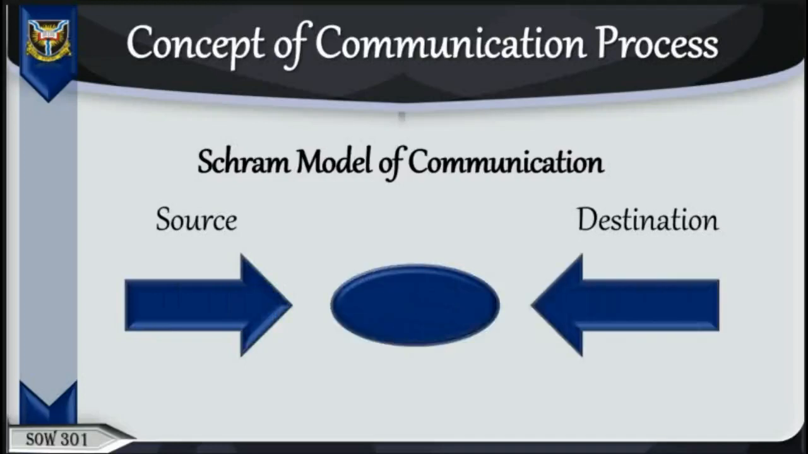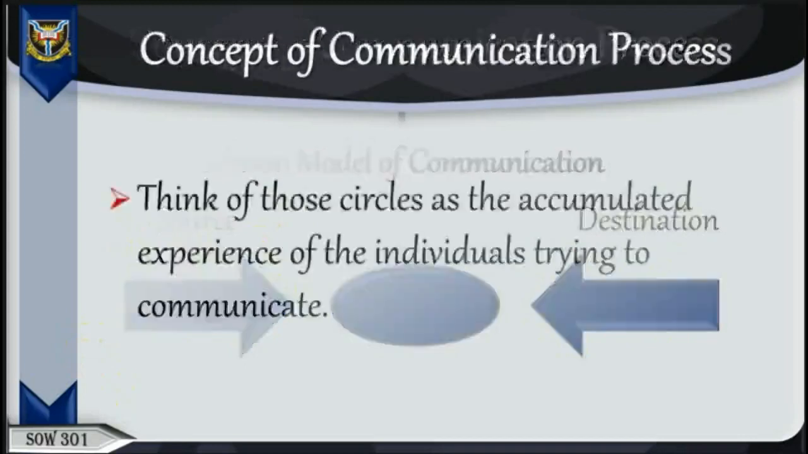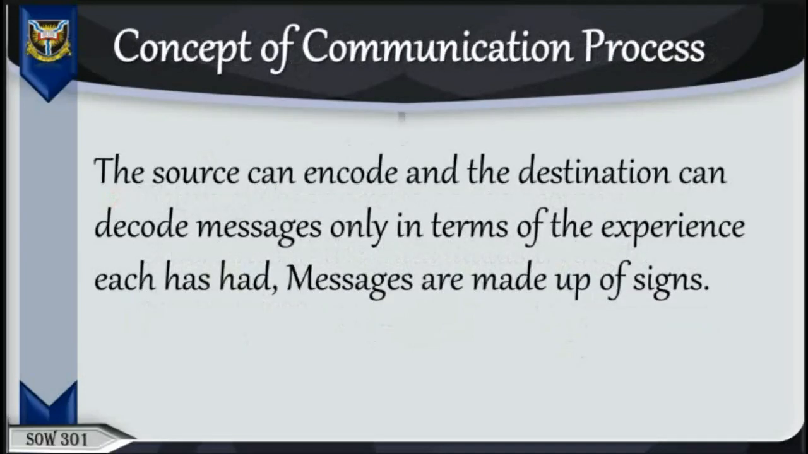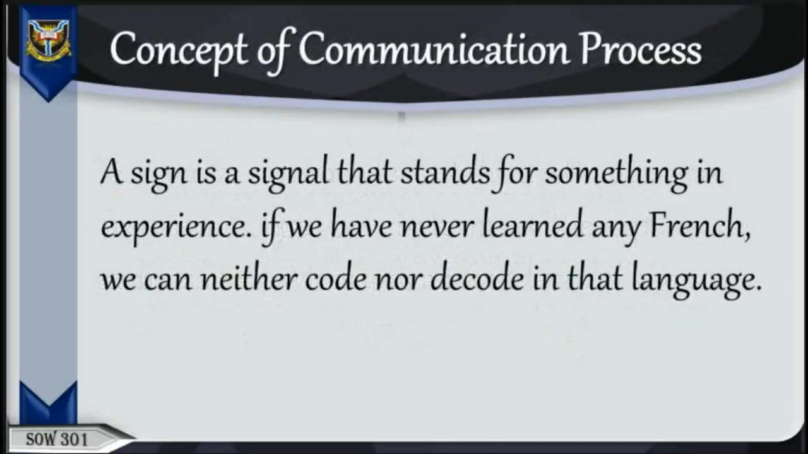Schramm model of communication. Source, destination. Think of these circles as the accumulated experience of the individuals trying to communicate. The source can encode and the destination can decode messages only in terms of the experience each has had. Messages are made up of signs. A sign is a signal that stands for something in experience. If we have never learned any French, we can neither code nor decode in that language.